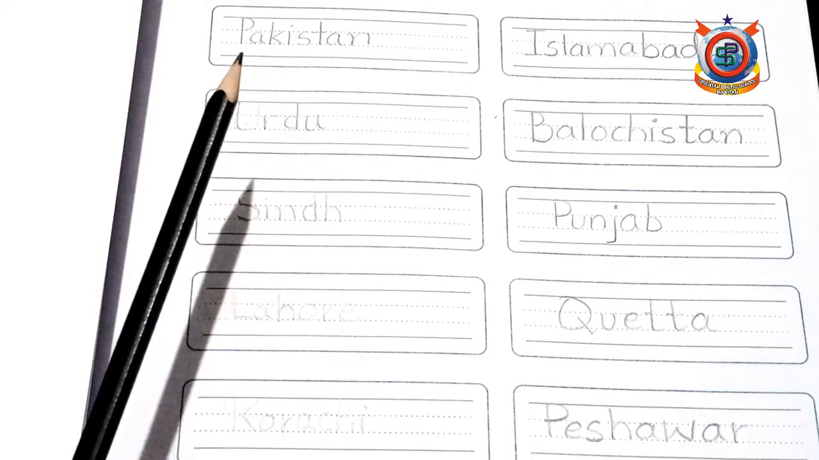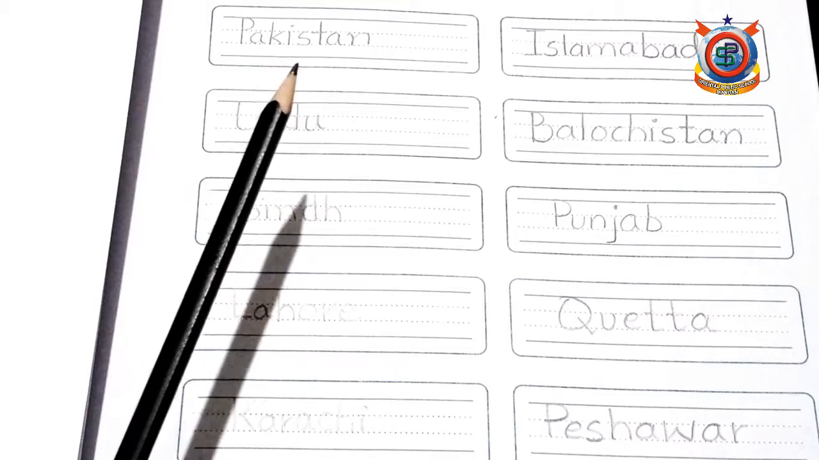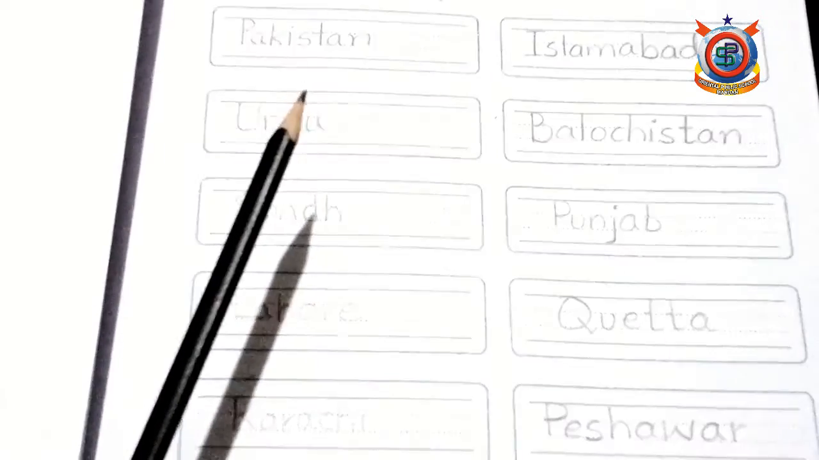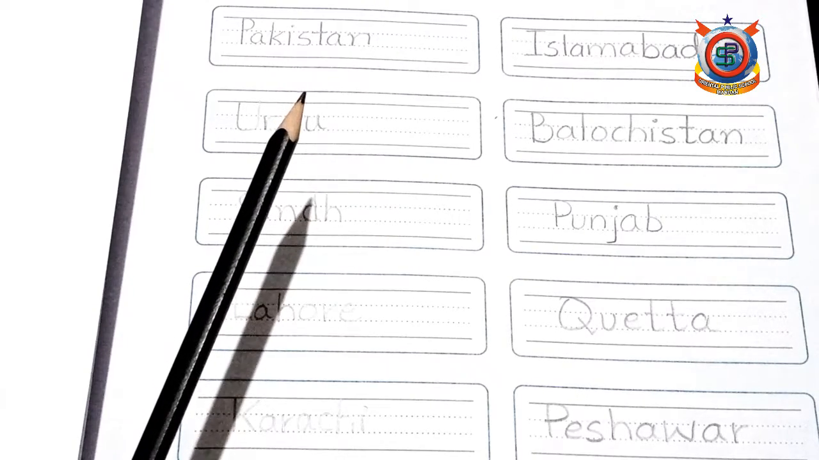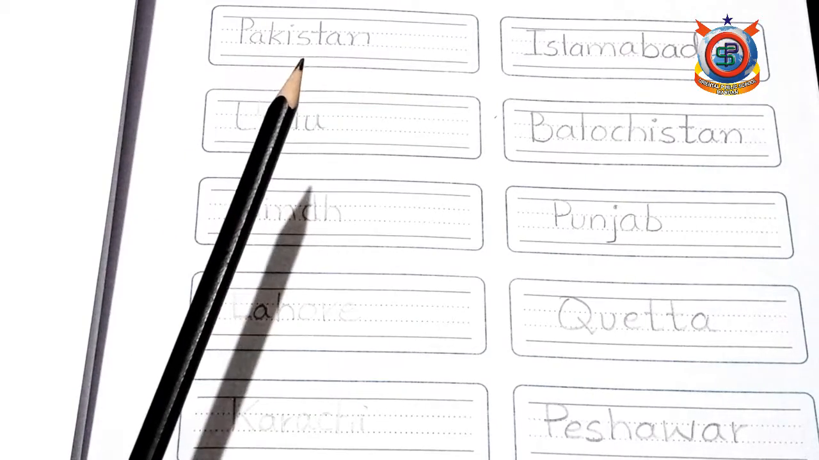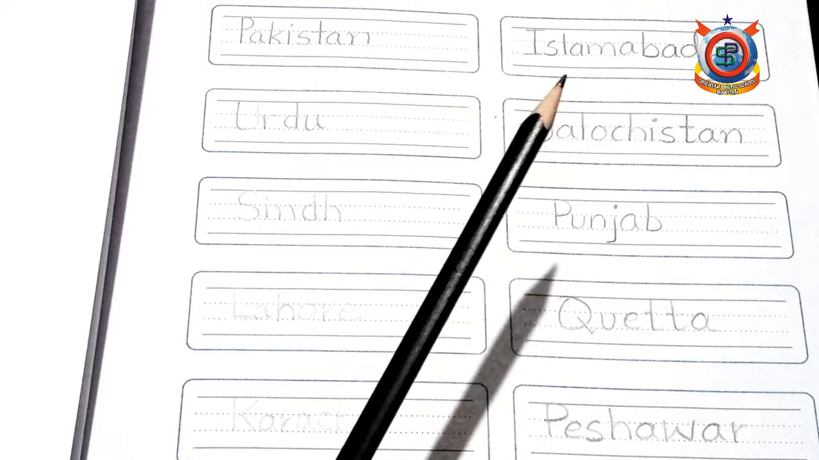Pakistan. Okay students? Very good. You have to write with me. I am giving you time. Write it slowly in neat and clean writing. Well done. Pakistan. And the second word is Islamabad.